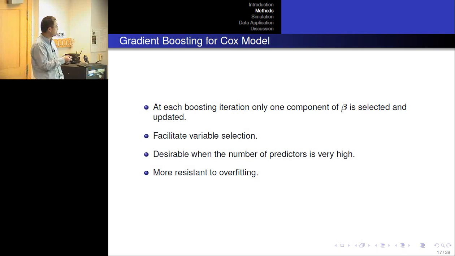So again, at each boosting iteration, only one component of beta is selected and updated. It facilitates variable selection. It's desirable when the number of predictors is very high, and boosting is known to be more resistant to overfitting.